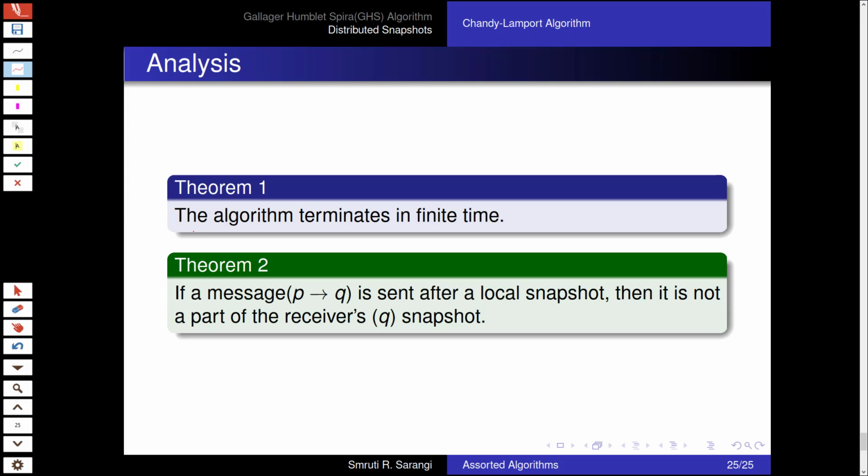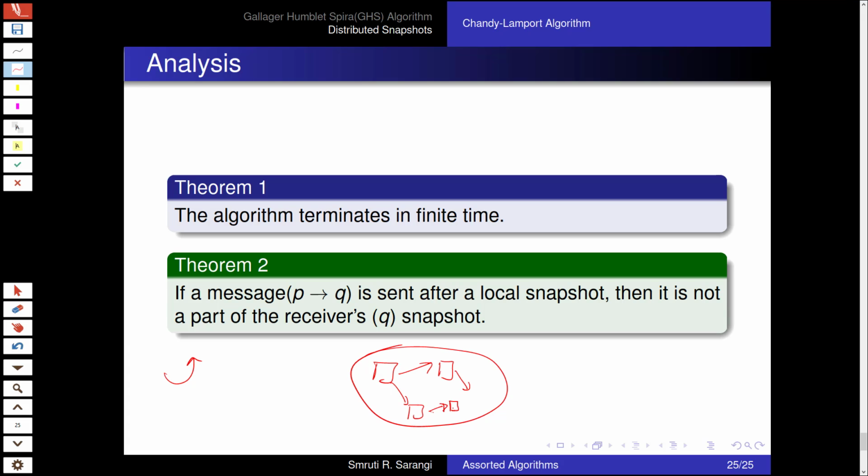Theorem one is that the algorithm terminates in finite time. Well, why not? Because you're sending messages, and ultimately the message will reach everybody. Since every node takes a snapshot when it receives the first marker message, it will terminate. The most important is theorem two. That is, regardless of the distributed system, if I do this, the entire snapshot is consistent. What does the entire snapshot consist of? The entire snapshot consists of the individual snapshots of all the nodes, right?